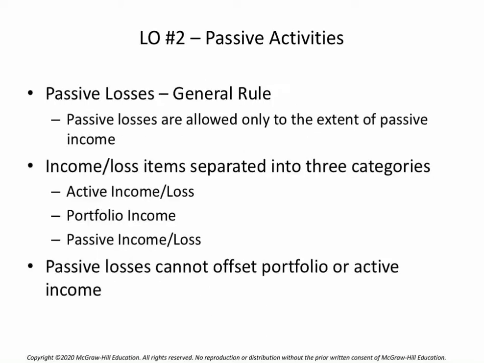So what is the general rule for this passive loss? So passive losses are only allowed to the extent of passive income. So we're going to separate that income and loss into passive or active income or loss, and then the portfolio income. Now our passive losses can't offset income for either portfolio income or active income.